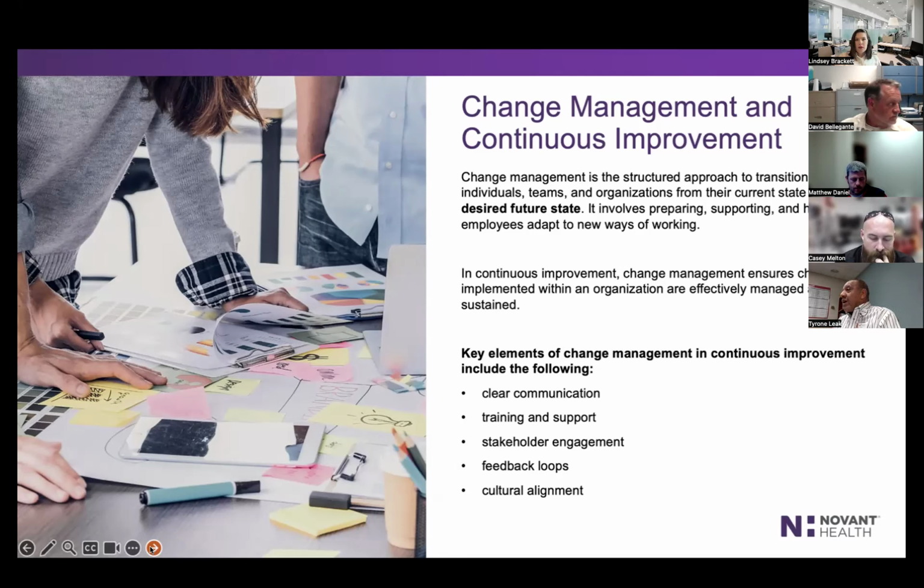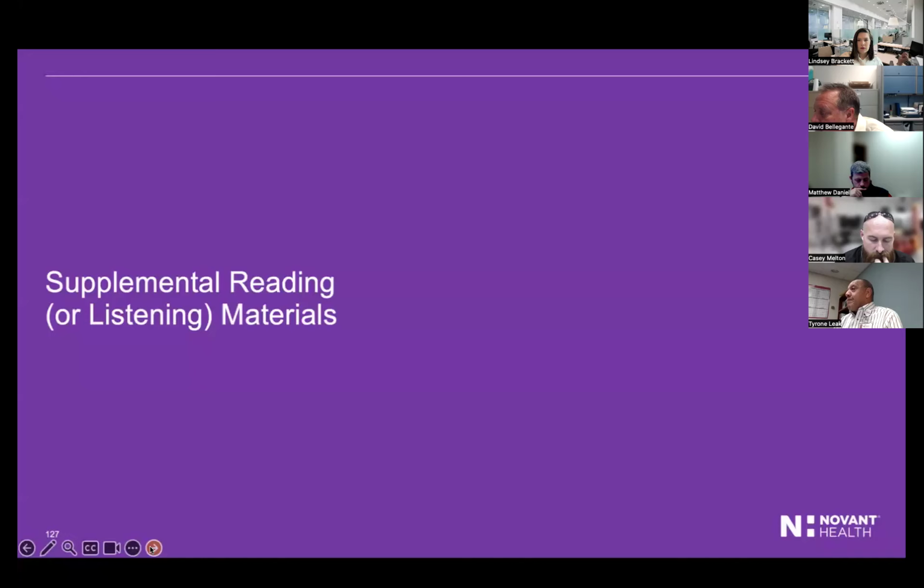We want to make sure that we're communicating clearly. We want to make sure that we're giving them the proper training and support. We want stakeholder engagement, that they are visible and displaying that they're buying into and agreeing to it. And feedback loops are important: what's potentially not working, and we want to hear that positive feedback too. And then cultural alignment, making sure that we're aligned to the way the process is supposed to operate.